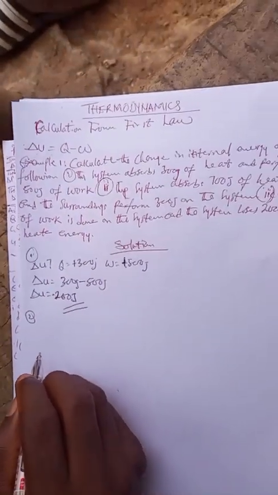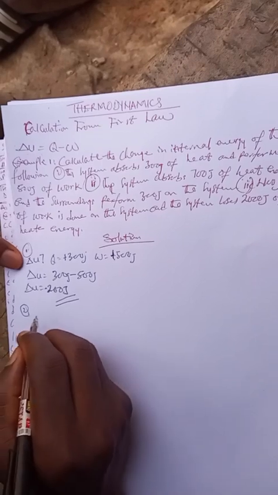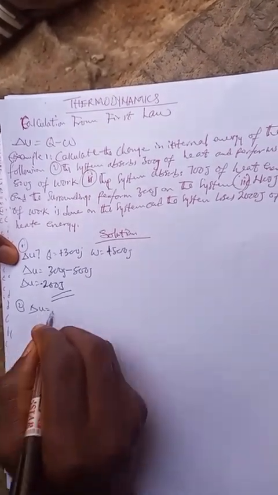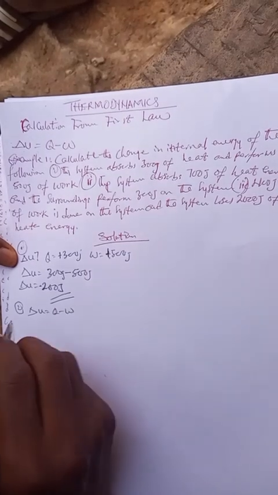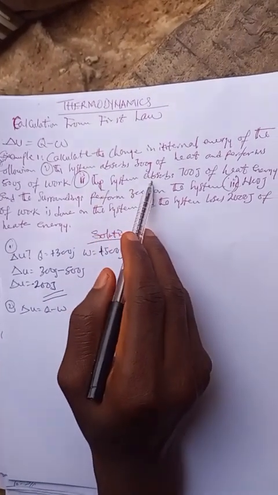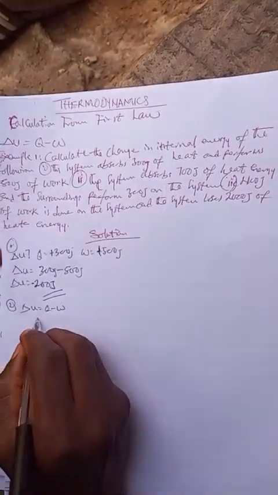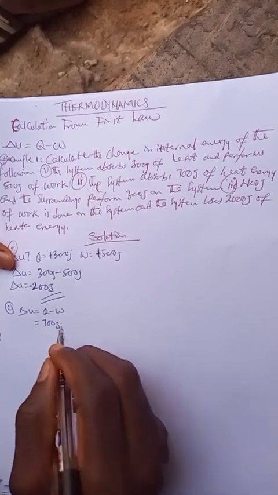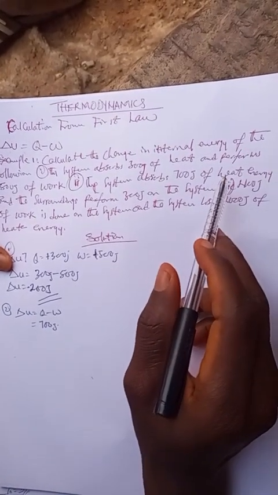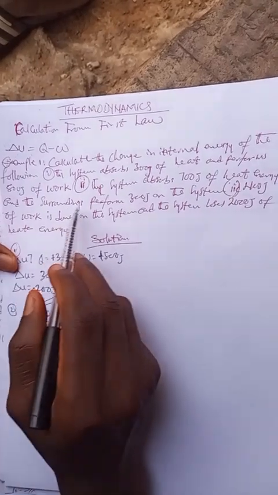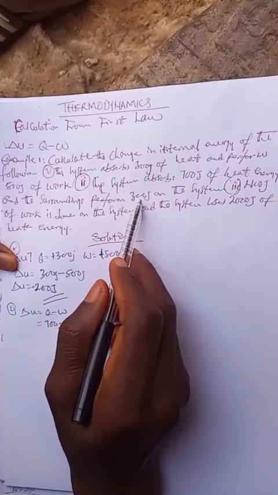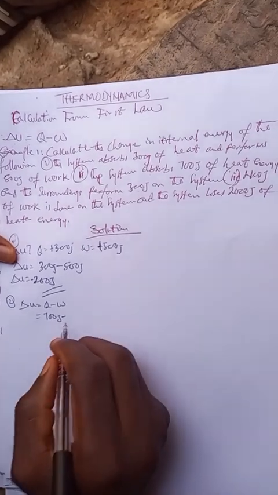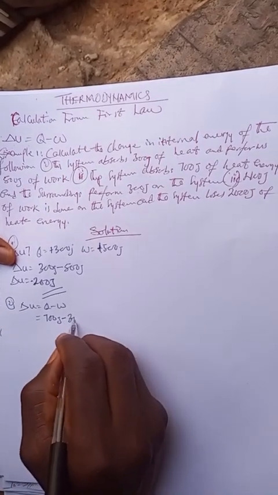The system absorbed 700 joules of heat. It means that your Q, let me write the formula out. Internal energy is equal to Q minus W. Now go to the question. The system absorbs 700 joules. It means that your Q is plus 700 joules. Now let's try the work. The surrounding performs 300 joules of work. That means your W is positive, and that should be 300 joules.